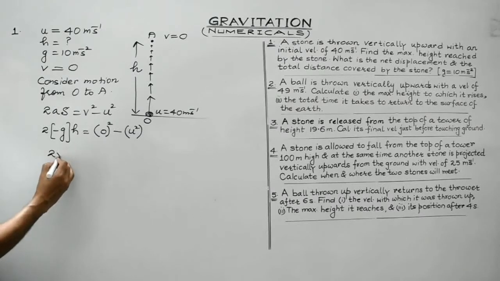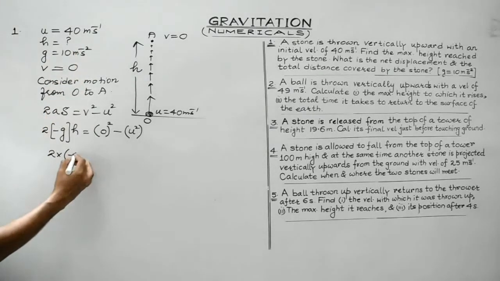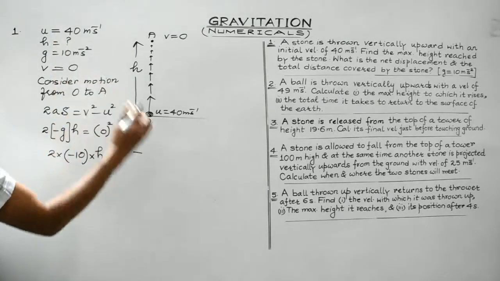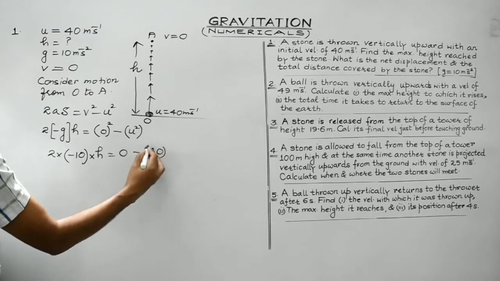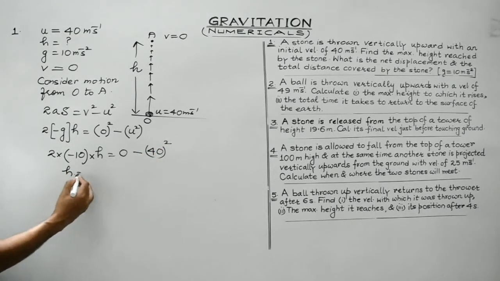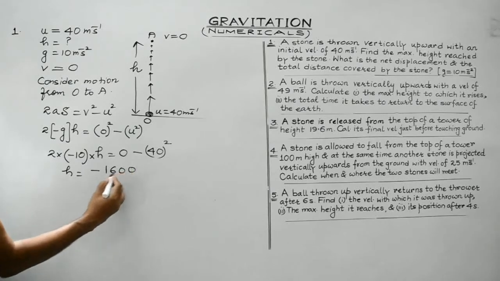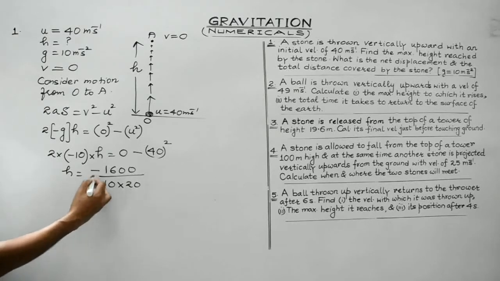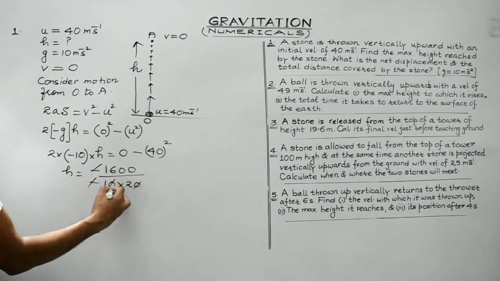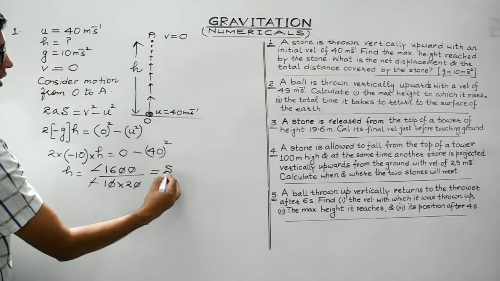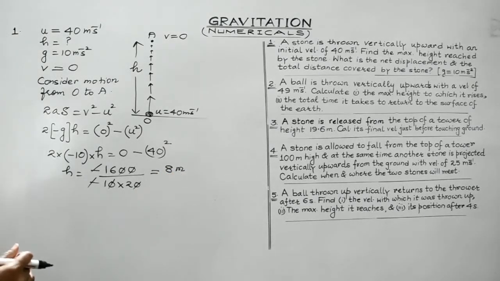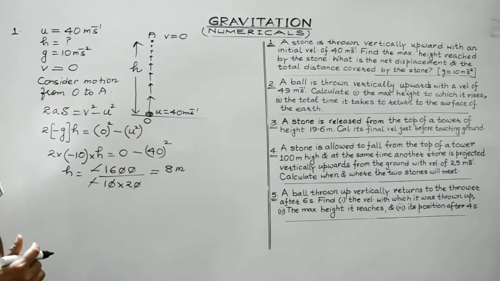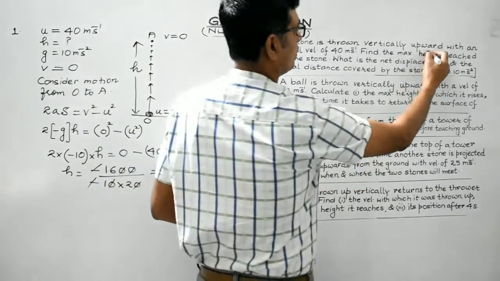So 2 multiplied by minus g, which is to be taken as 10, multiplied by h, which is to be determined, equals 0 square, which would be 0, minus u square, 40 square. That will give us 1600. So h would be equal to minus 1600 divided by 10 multiplied by 2 with negative sign. This negative gets cancelled. So we get 80 meters. Clear students? So the maximum height attained by the stone in this case would be 80 meters. So first part we are able to do.